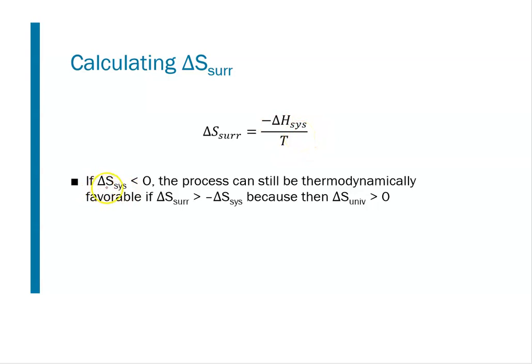So what that means is that if the delta S of the system is negative, you can still be thermodynamically favorable if the magnitude of the surroundings is greater than the system. So like in our problem that we just did with the NH3, our delta S of the system was negative 198. So if my delta S of my system is negative 198, as long as the surroundings is greater than 198 joules per mole Kelvin, that reaction will be thermodynamically favorable.